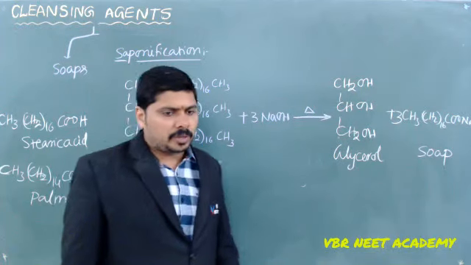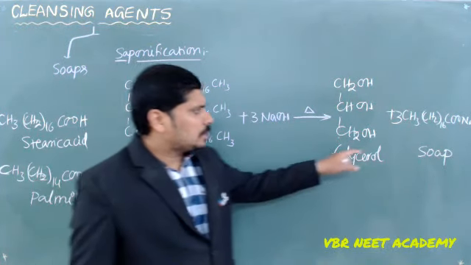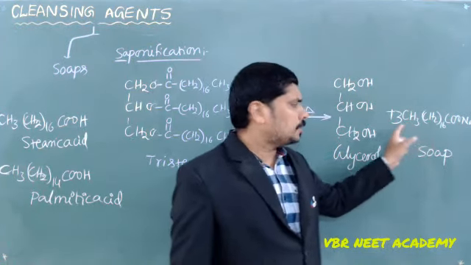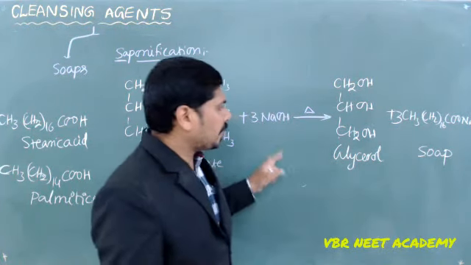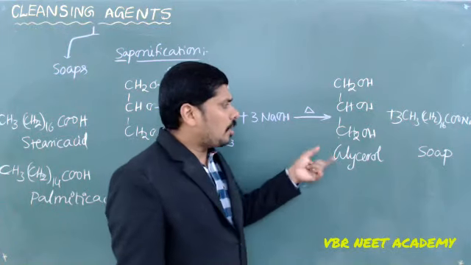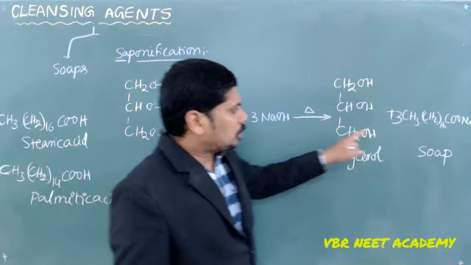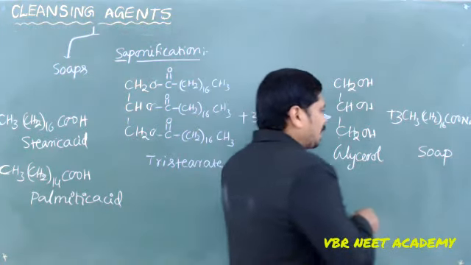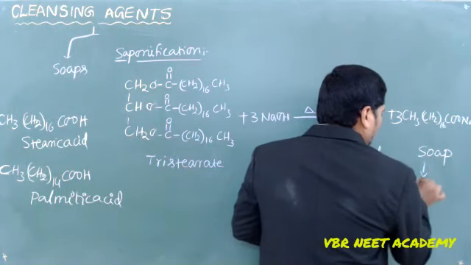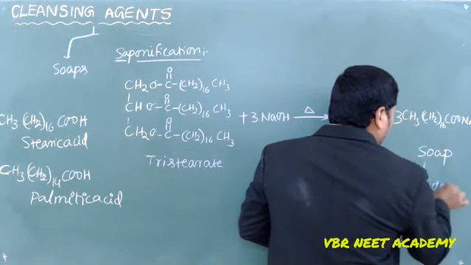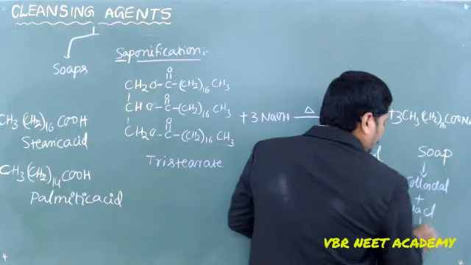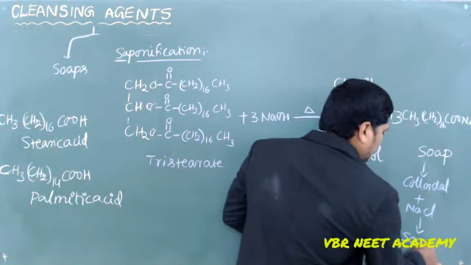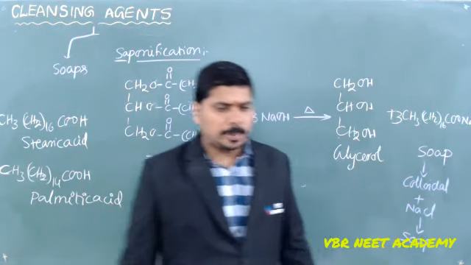So now, when we take the soap, which is the sodium salt of a carboxylic acid, that is stearic acid, and the glycerol, how are we going to separate them? The soap is going to be present in colloidal form. So now we will add NaCl to this so that the soap settles down.